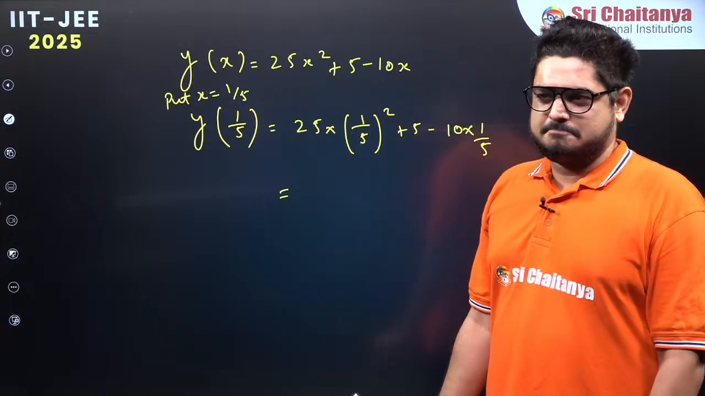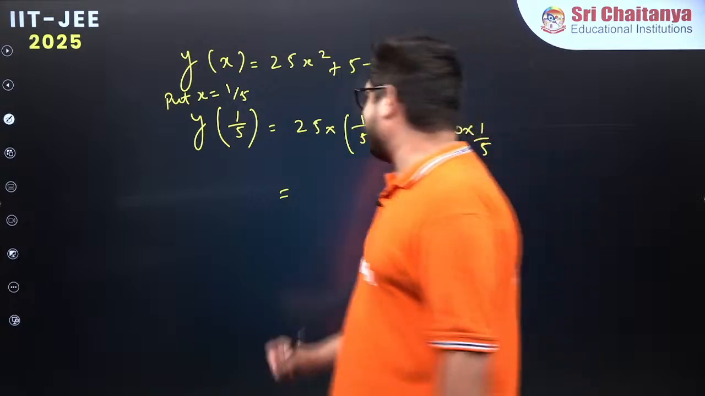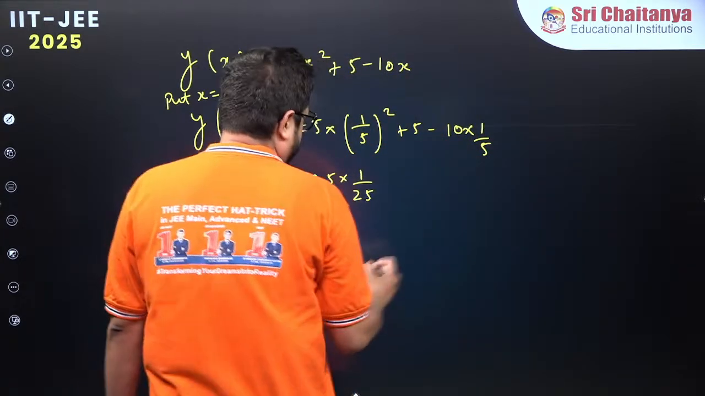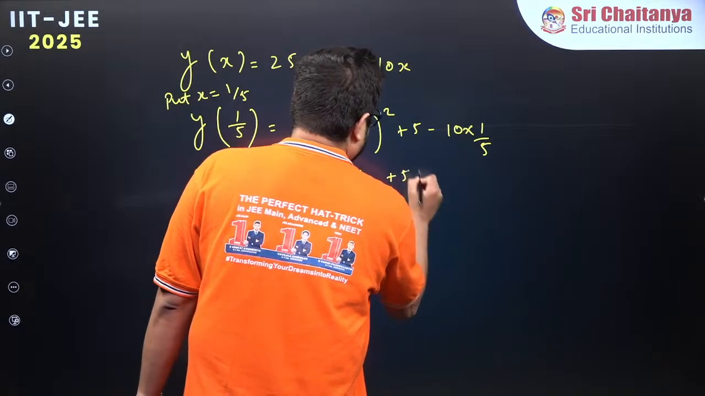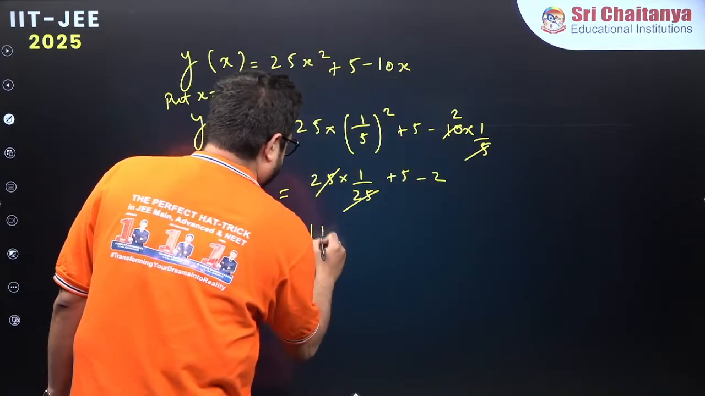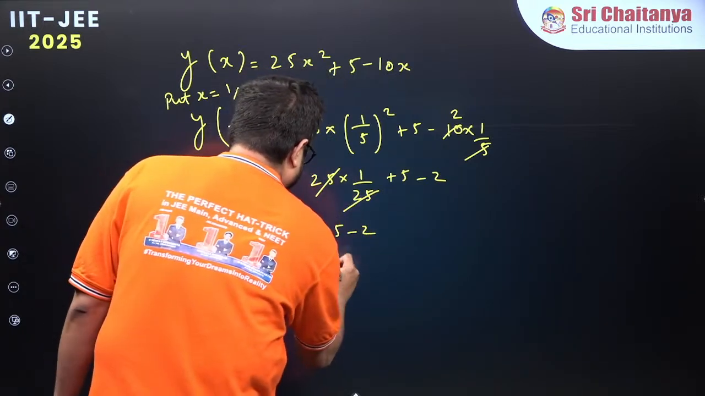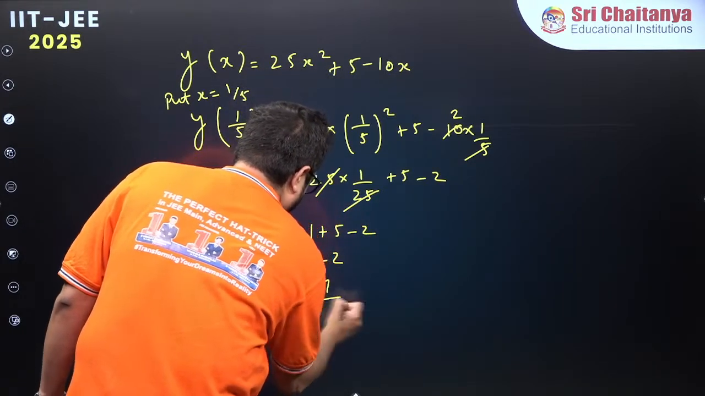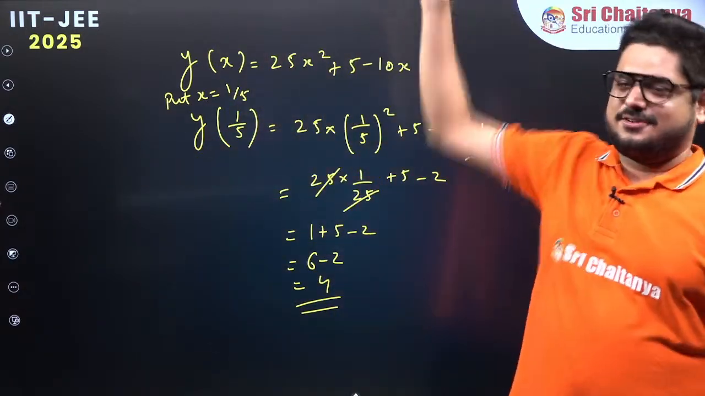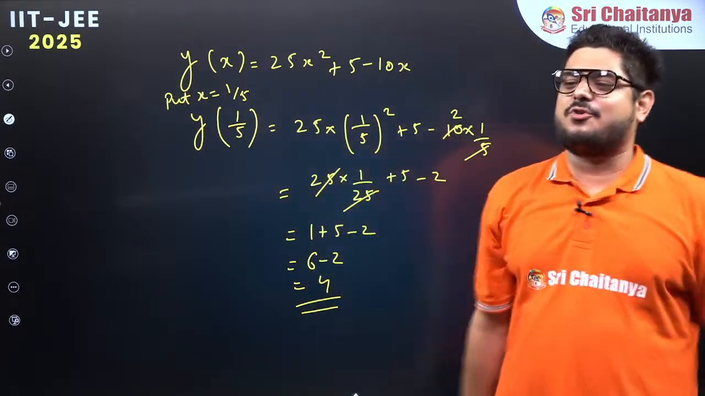2? I don't think so. Think about it. Solve this, everyone. What I will be getting? So 25 into 1 by 5 square will be giving you 1 by 25 itself, plus 5 minus 2. So it gets cancelled out. It's going to be 5. 1 plus 5 minus 2. That is 6 minus 2. That is 4. So hope everyone is getting 4. If yes, do mention in the chat box that everyone's getting 4 over here.